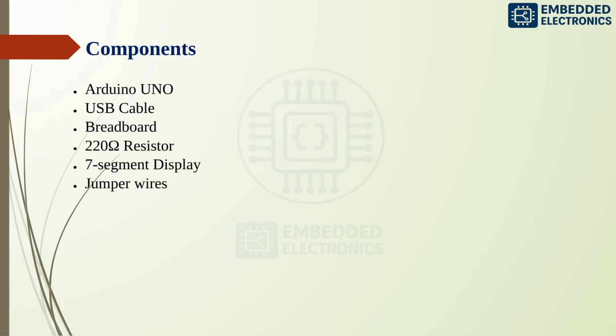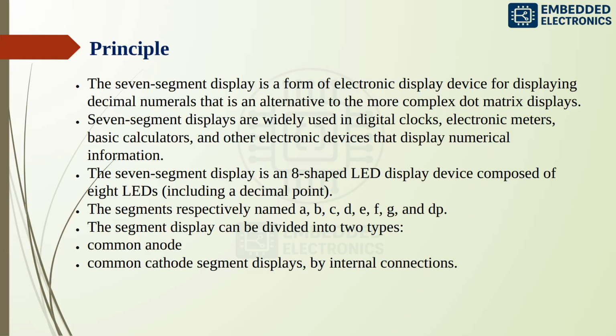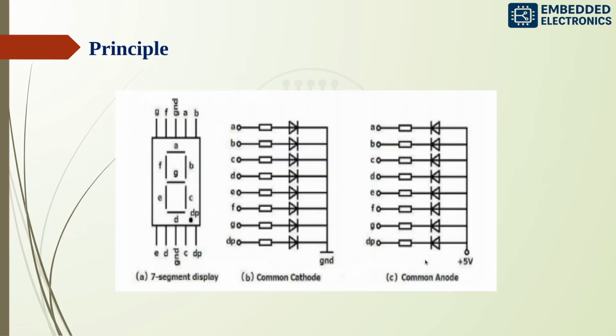Components: Arduino Uno, USB cable, breadboard, 220 ohm resistor, 7-segment display and jumper wires. And here the USB cable is not required because we simulate using Tinkercad. And principle: this is the 7-segment display, and this is the common cathode and this is the common anode.